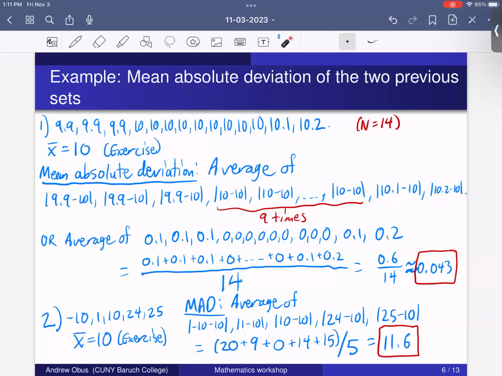All right. So in this case, again, the first data set, mean absolute deviation, very small number, 0.043. Second data set, mean absolute deviation, much bigger number, 11.6. So this is telling you that the second data set is more dispersed than the first one. The first one has this very narrow distribution. It's a very small mean absolute deviation, means on average, each entry is only 0.043 away from the mean, whereas the second one is much bigger. On average, each entry is 11.6 away from the mean.